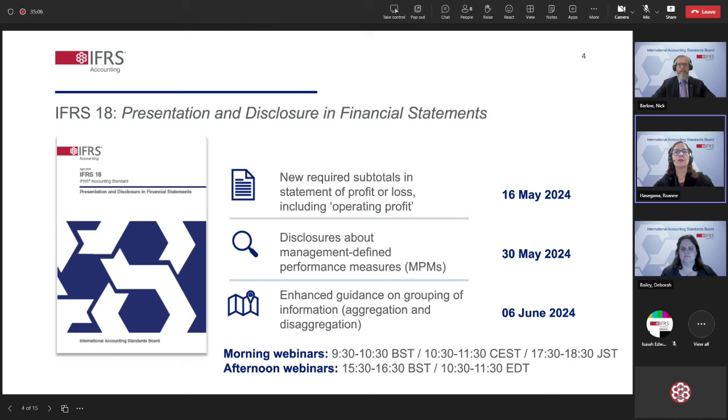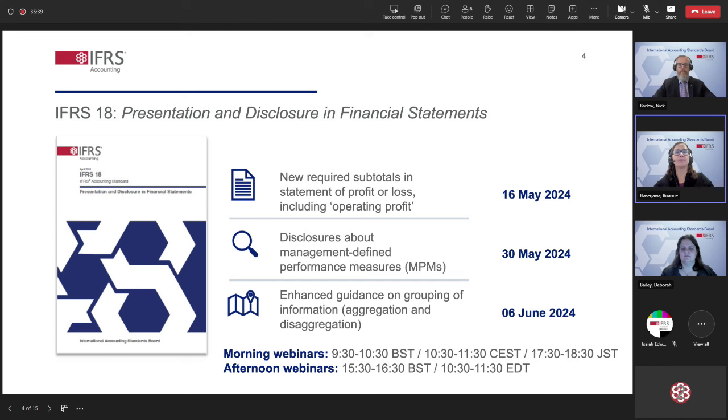So the first set of key requirements creates structure in the statement of profit or loss by requiring companies to present 2 new defined subtotals. And this will provide a consistent and comprehensive starting point for investors' analysis and help investors compare performance between companies, in particular using the operating profit subtotal, which will now be defined and therefore more comparable. We covered this topic in our first webinar on the 16th of May, and the recording is available to view on our website.